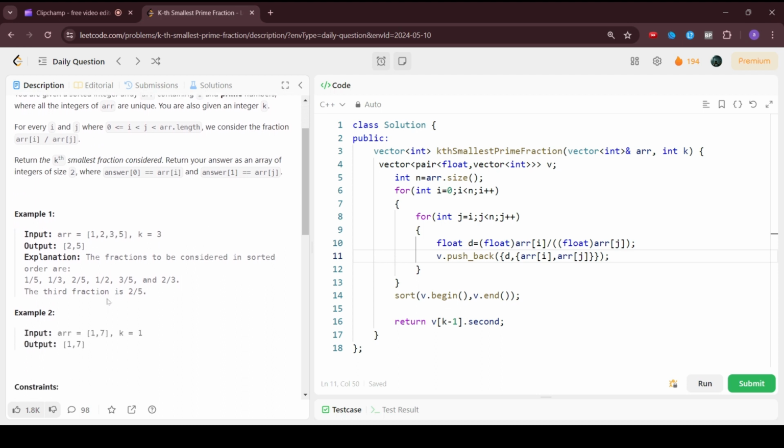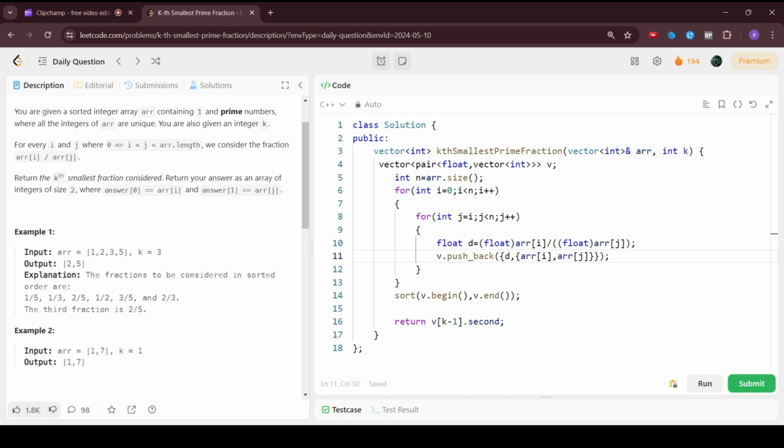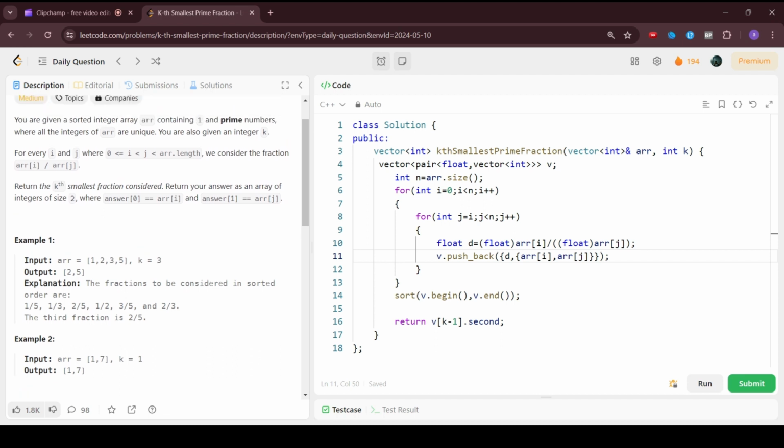So suppose, let's take this particular example where we have 1, 2, 3, 5, and we are given k equal to 3. That means we need to return the third smallest fraction which is present in this array, and we need to build the fractions using this i and j, where i should not be equal to j, and i should always be less than j.